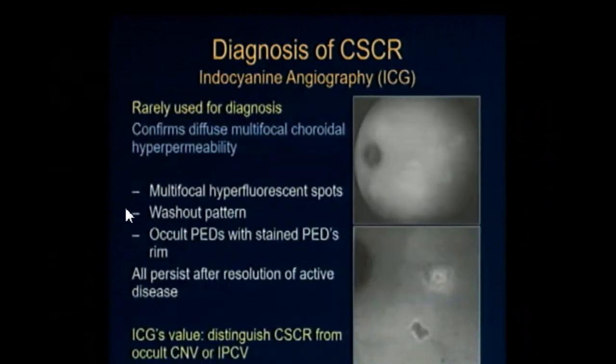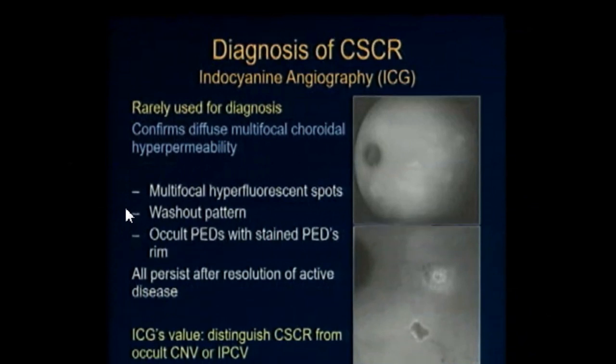We don't usually need to do it, but in some cases you can, and it will show you the hyperpermeability of the choroid. It's a diffuse and multifocal hyperfluorescence of the choroid, and it will also show you the pigment epithelial detachments in CSCR, which tend to have this configuration. The most important thing, if you're not sure, because sometimes polypoidal vasculopathy can masquerade as a CSCR, is that the ICG is of good value. It will distinguish a CSCR with this hyperpermeability from a polypoidal vasculopathy, in which you will see the polyps and the branching networks.